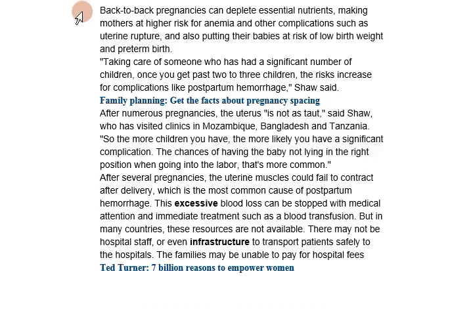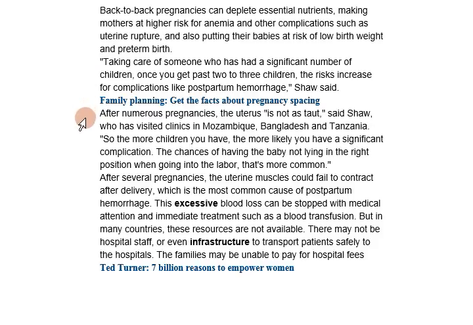Back-to-back pregnancies can deplete essential nutrients, making mothers at higher risk for anemia and other complications such as uterine rupture, and also putting their babies at risk of low birth weight and preterm birth. Taking care of someone who has had a significant number of children, once you get past 2 or 3 children, the risks increase for complications like postpartum hemorrhage, Shaw said. Family planning, get the facts about pregnancy spacing.